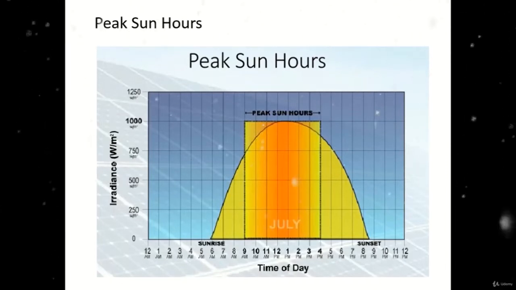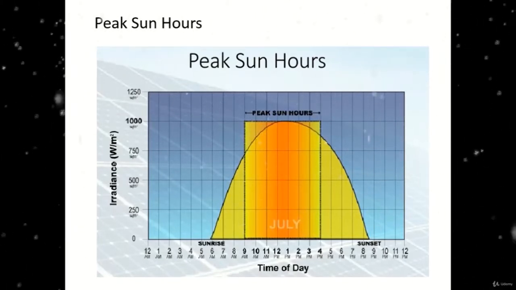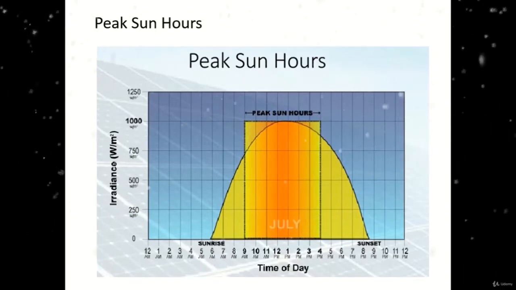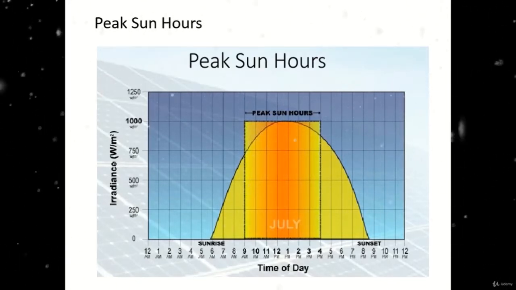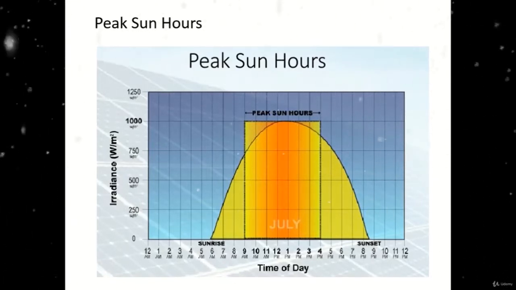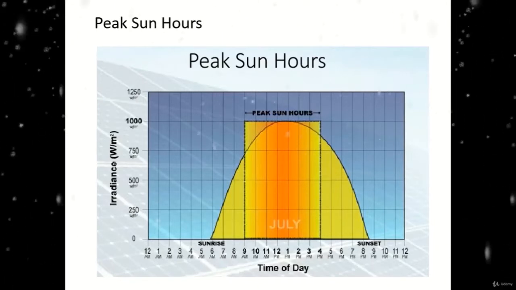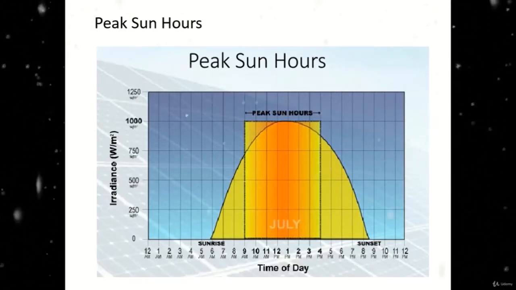Okay, as you see, from 9 to 4, this is the peak sun hour, which gives us 1000 watt per meter square. So we design the PV system on these hours, and we can get the peak sun hours for any location in the world by the PV calculator website, and we will see it in the next videos.